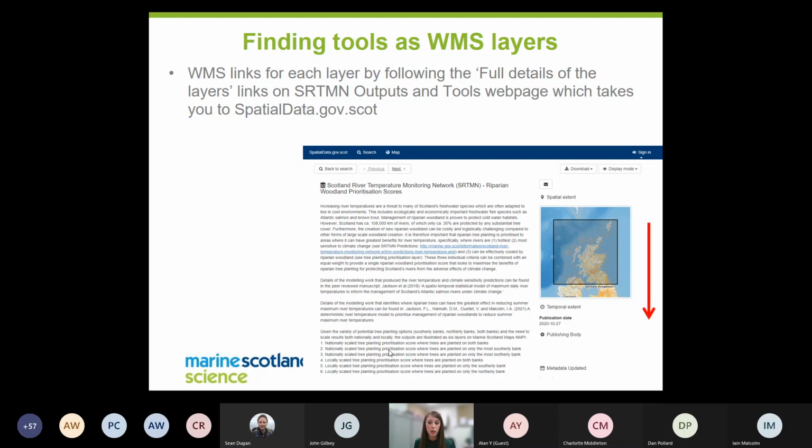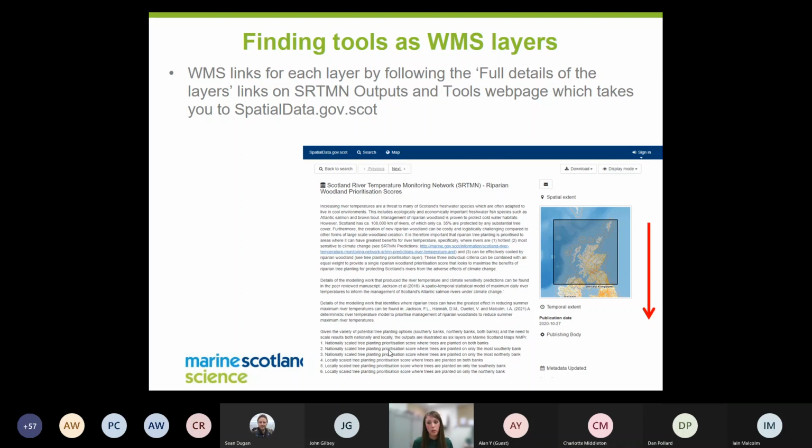I know that many of you have really quite detailed local GIS data on, say, where you're currently planting trees or where you might be targeting in the future, maps of landowner permissions, things like that. So you can bring in the WMS layer and you can view that alongside any other spatial data. So again, the links to the WMS layers are available via the Outputs and Tools webpage.